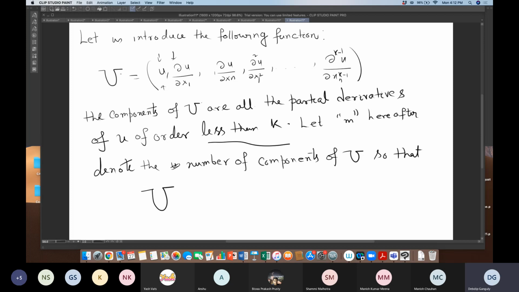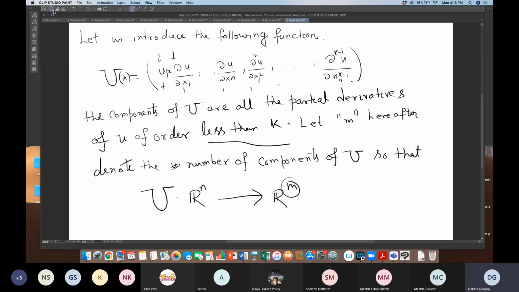So this map U is a function of x, from Rn to Rm. What is this m? m is the number of components. So m hereafter denotes the number of components also. U is a map from Rn to Rm, so this is a vector valued function, right? Here Rn is the point x, because U is defined on x, the space variable.